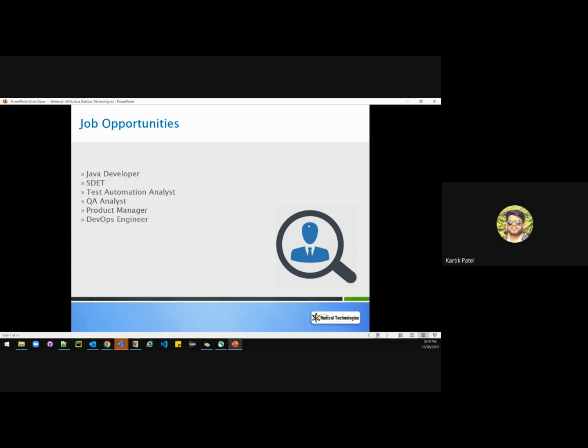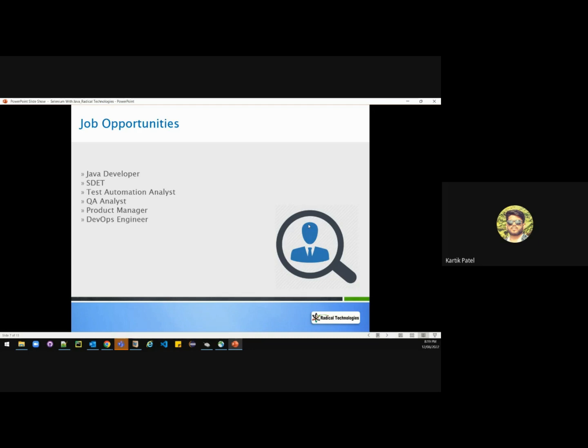SDET. Some organizations give this specific designation to automation engineer, software development engineer in test. The roles and responsibilities of an SDET are primarily to automate the applications. Test automation analyst is more or less in line with SDET, but there is a thin line of difference between test automation analyst and SDET. QA analyst is again an opportunity.